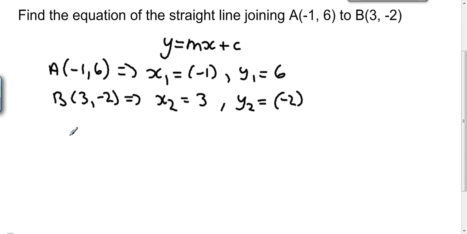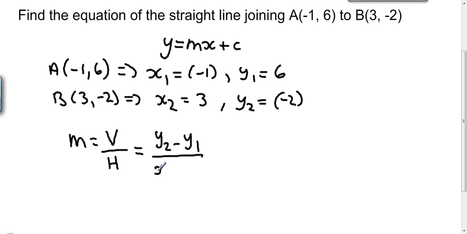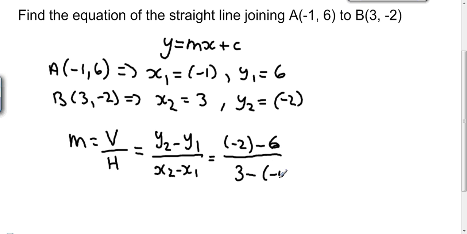If we remember the basic definition of gradient, it is the vertical distance divided by the horizontal distance. In terms of coordinates, it's the difference between your two coordinates. The vertical, that's the y axis, will be y2 minus y1, divided by the horizontal, which is x2 minus x1. So y2, reading from above, is -2, and we'll take away the 6 from that. At the bottom, x2 is 3, and we'll take away -1.